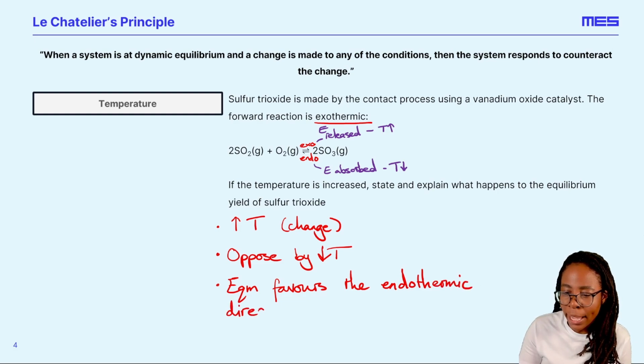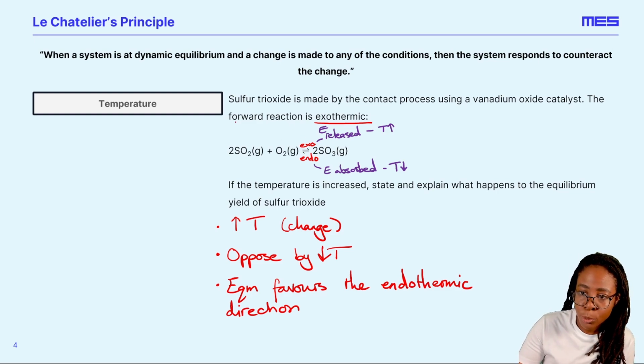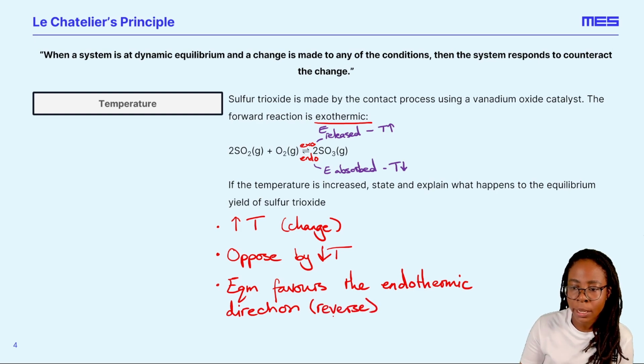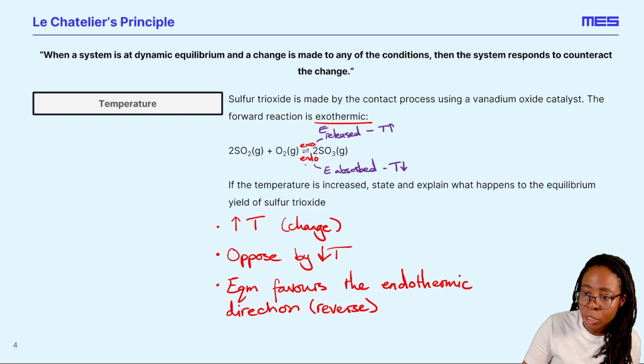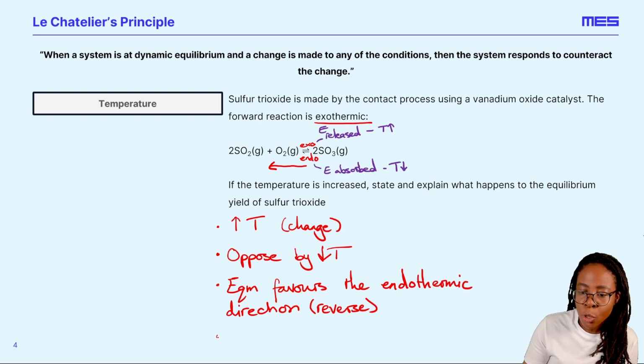And what is our endothermic direction? That is the reverse reaction, because we were told already the forward reaction is exothermic, which means that the reverse reaction is endothermic. Now, if we are favoring the endothermic direction, so we're shifting in this way, that is away from the sulfur trioxide that we're trying to make. So what's going to happen to the equilibrium yield of sulfur trioxide? Well, that's going to decrease, unfortunately.